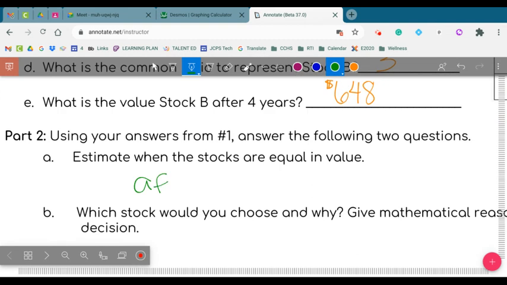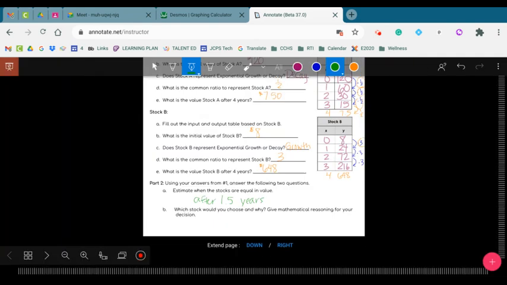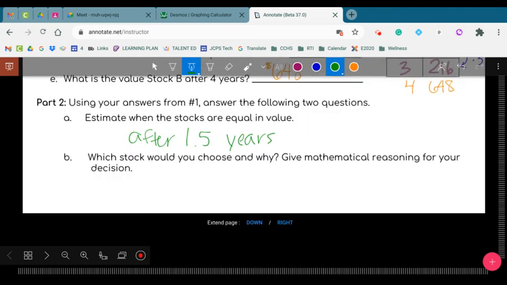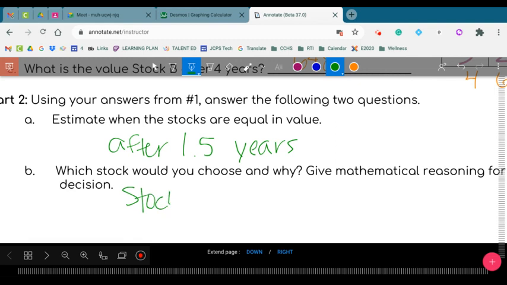So after 1.5 years. And then which stock would you choose and why? Well, you want to choose the stock that's going to have the most amount of money. If we look at this, stock B is the only one increasing. So stock B, because it's growing. Okay, let me know if you guys have any questions on that.